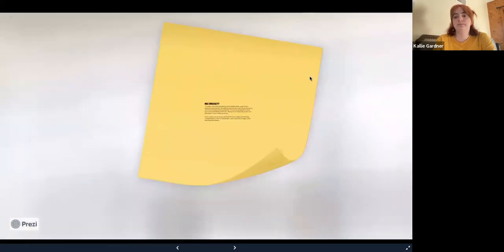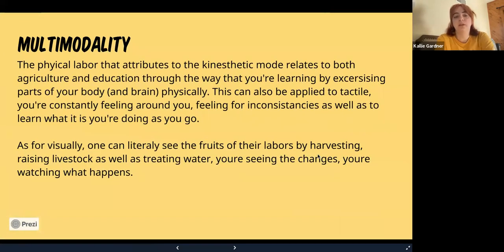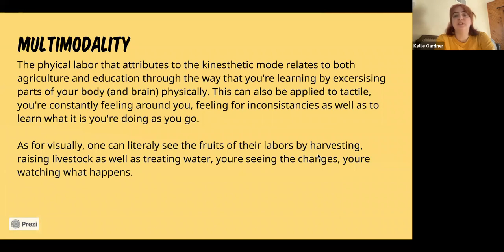Next, multimodality. The physical labor that attributes to the kinesthetic mode relates to both agricultural and educational, through the way that you're learning by exercising parts of your body and your brain physically. This can also be applied to tactile. You are consistently feeling around you, feeling for inconsistencies, as well as to learn what exactly it is that you're doing as you go. As for visually, one can literally see the fruits of their labors by harvesting, raising livestock, as well as treating water. You're seeing changes. You're watching what happens.